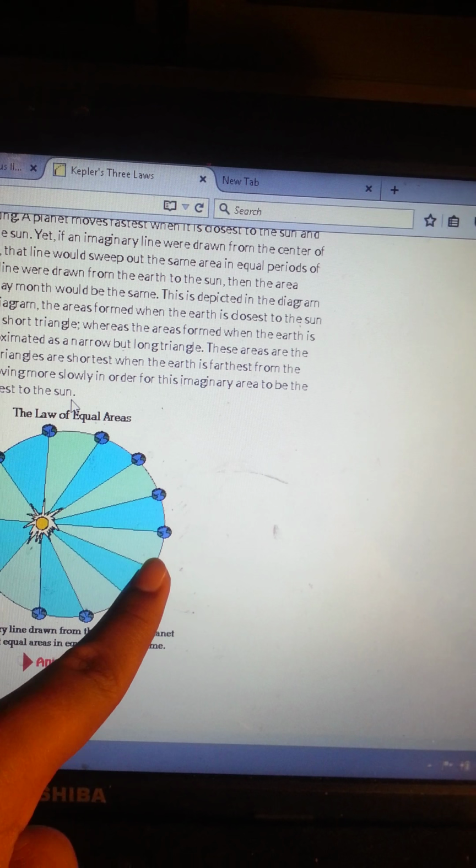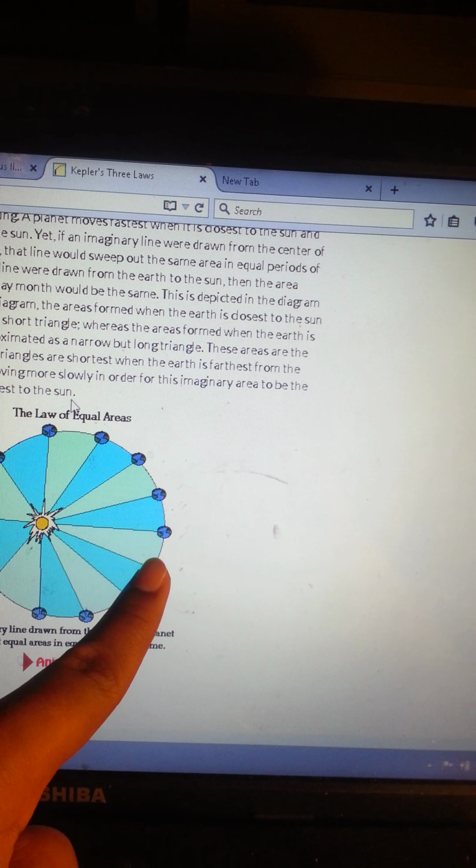So if the planet, which is Earth in this case, is going from this distance, it'll take 1 month to go from here to here, and another month to go from here to here, and so on. So you have 12 of these, right? 1, 2, 3, 4, 5, 6, 7, 8, 9, 10, 11, 12. And if you draw an imaginary line from the sun to each one of those points, you'd find out that this area and this area and this area, they're all equal to each other. So that's the second law of Kepler.